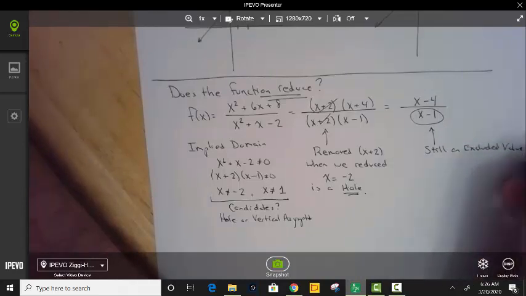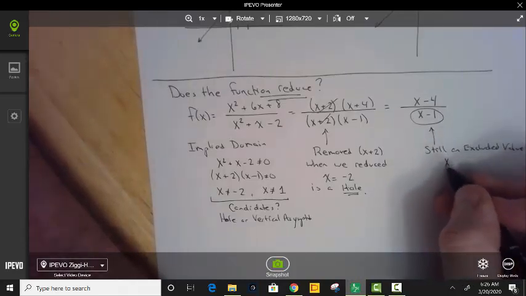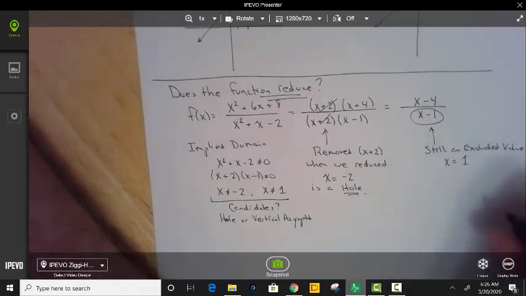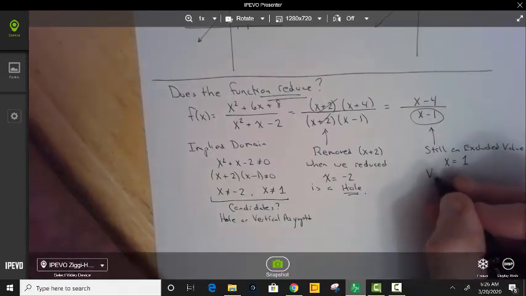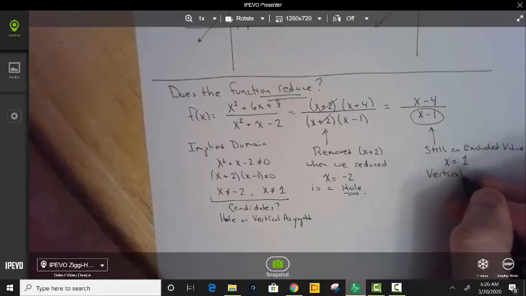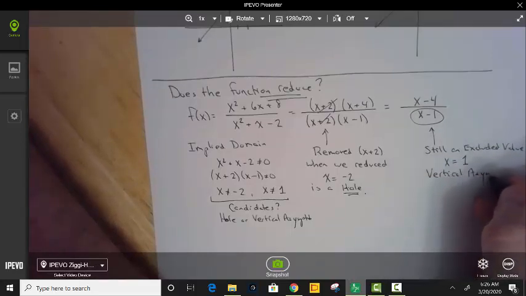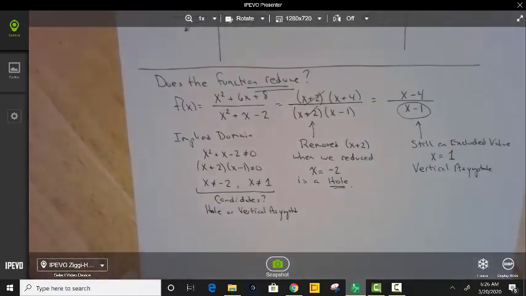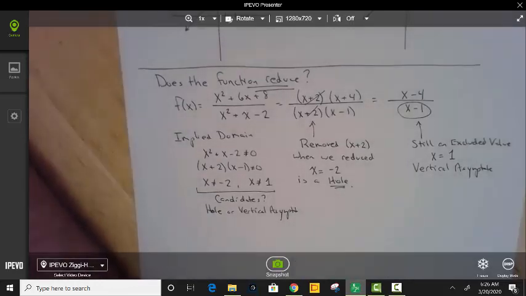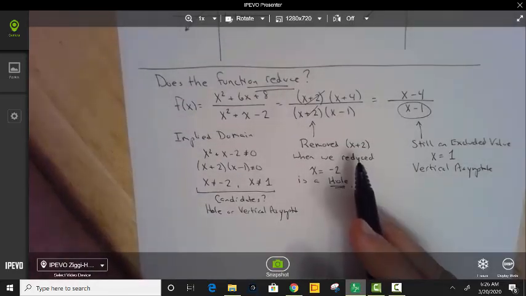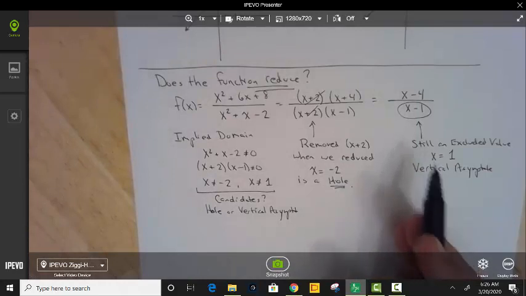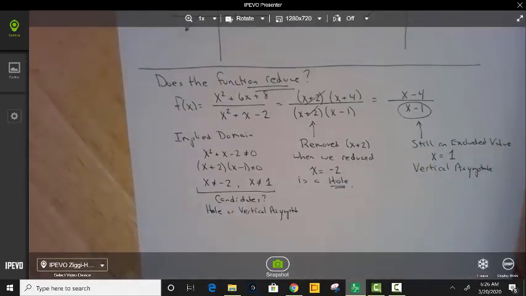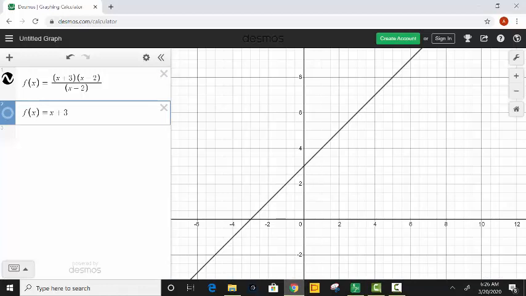So after we reduce the function, if it's still an excluded value, then that means if we were to set it equal to 0 and solve, x equals 1 is going to be a vertical asymptote. So that's how we tell the difference between a hole and a vertical asymptote on a rational function. We have to factor the function or reduce it. If the factor gets removed, then that means it's just a hole, but if it does not, it gives us a vertical asymptote.